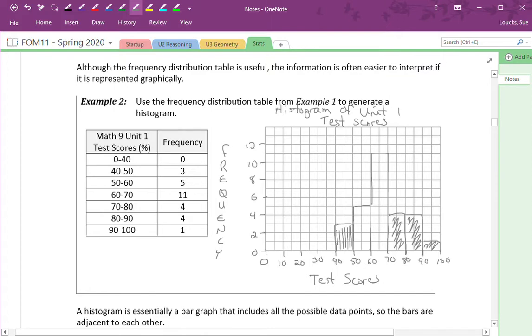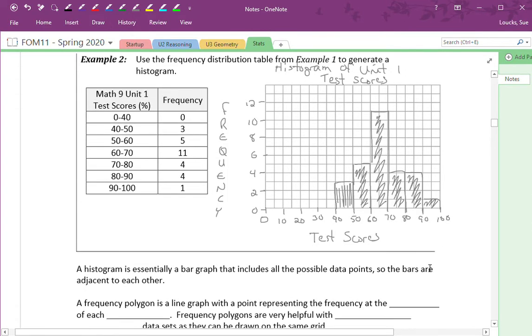So this lets us see the data more clearly, certainly than the raw data list. We see that most kids got between 60 and 70, and that's really easy to see by looking at the graph, or the histogram. And because this includes all the data, the bars are going to be right next to each other, because it covers everything. There's no gaps between the bars. All right, and then we're going to look at something new, probably, that's called a frequency polygon.